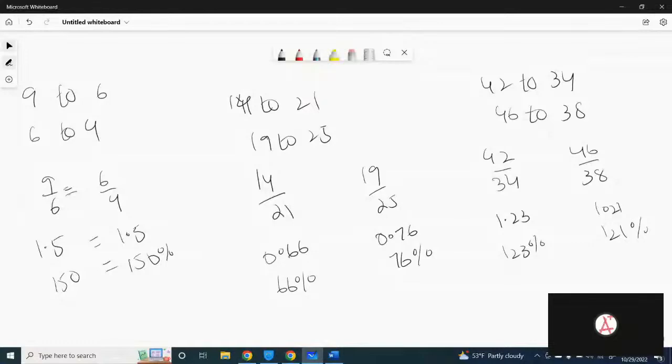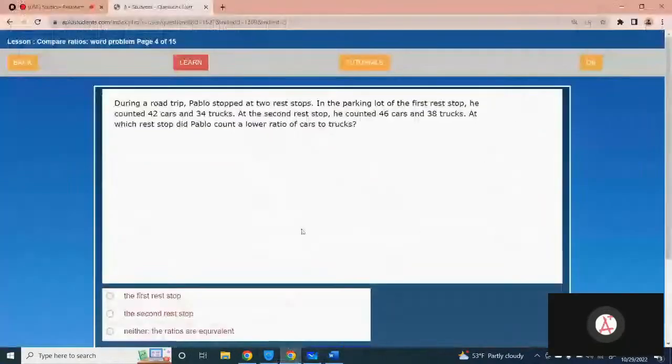So you have to see which of them has the smaller, which of them has a low ratio. So the low ratio is for the second one, the second rest stop. Got it? Just select the correct option and click on the OK button.